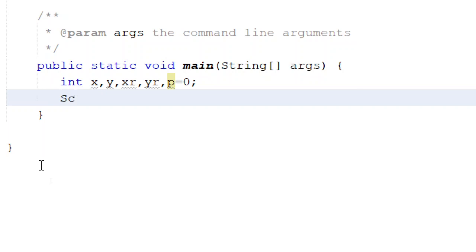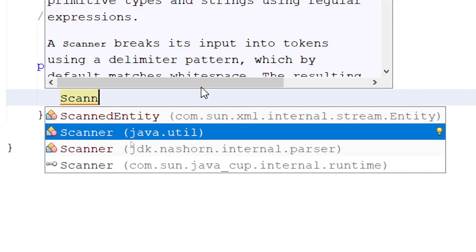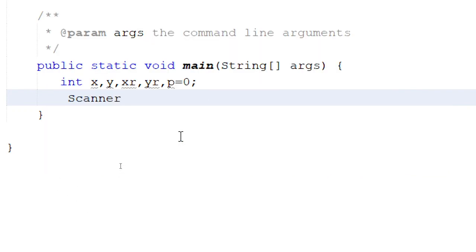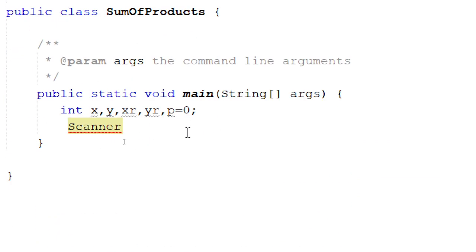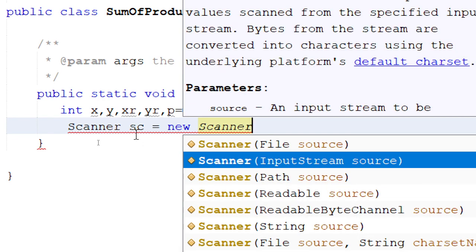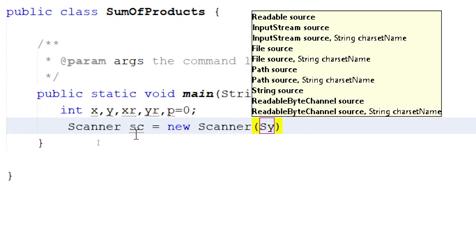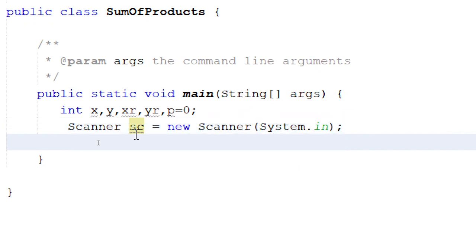In order to get the input, you have the class called Scanner. So I'm going to type SCANN and Control Space, go to java.util, press enter, and what NetBeans will do is add an import statement, java.util.Scanner. So that's really required. I'll call it sc is equal to new. Again I press Control Space, select the first one, and I need the input stream. I'll call it System.in. So I got it, it is like your scanf statement.